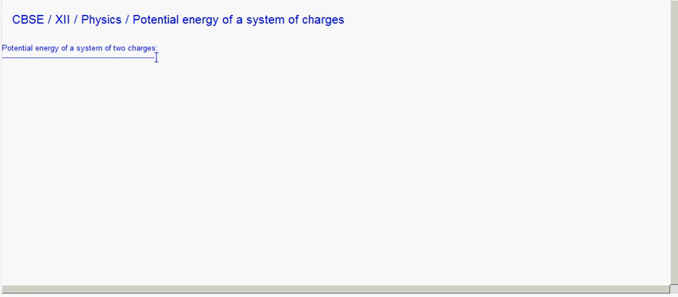Potential energy of a system of two point charges. Now consider a system, and initially let us assume that there are no charges present in the system.